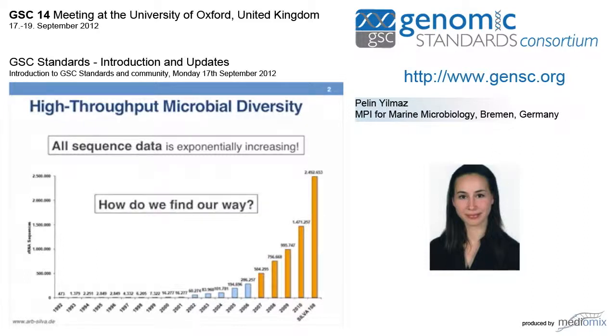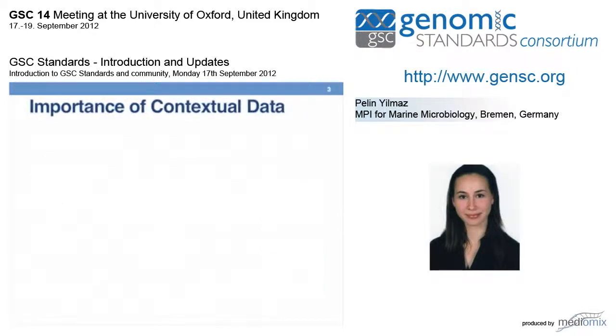And then the question came: how do you find your way within this data? How do we search for studies that we want to look into? How do we compare our studies to other studies? And then we discovered that contextual metadata may be the key to this question.